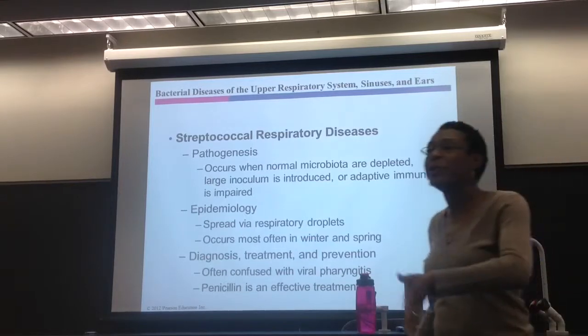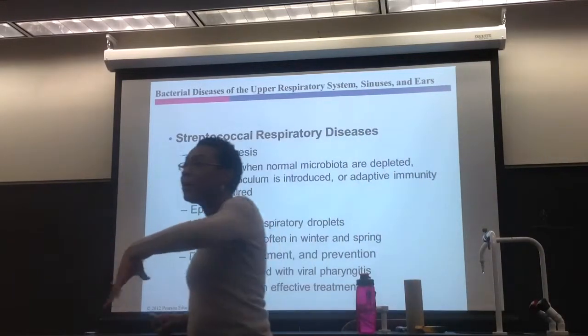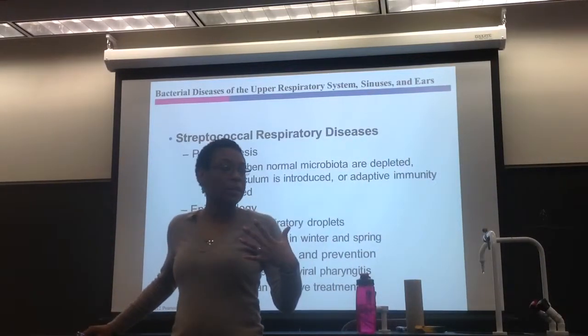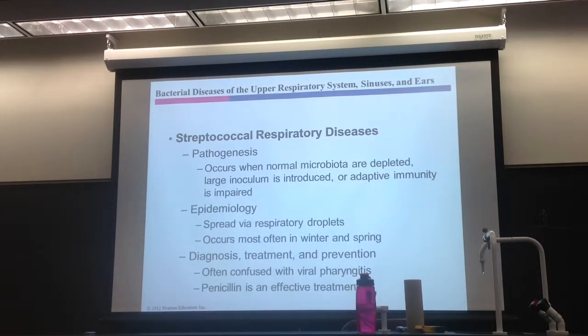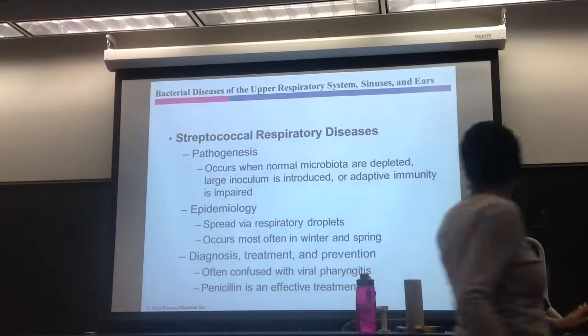Because in children, their adaptive immunity is still developing. Makes sense? It's developing. That's why children are the most susceptible to strep throat. As an adult, you don't really see it anymore, right? Because your adaptive immunity is really in high gear. It takes care of that. But if you're a child, that adaptive immunity is still developing, and that's why they usually end up getting strep throat. Makes sense? Okay.